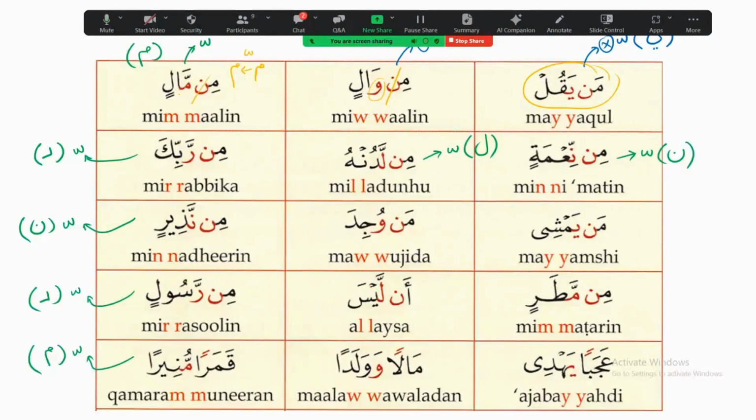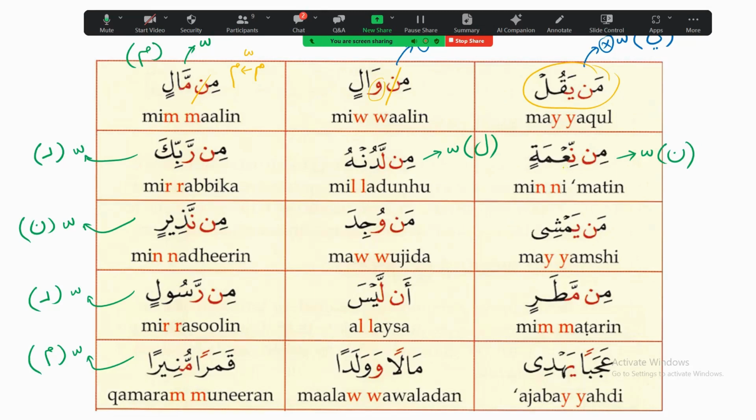And let's see the type of idgham as well. The type of idgham again is the second type, the incomplete idgham. So we will make a ghunna here. Idgham with ghunna here. So we say mim malin. We stay here on meem again, right? Mim malin. Okay, so the first three examples that we have covered are all related to the second type of idgham specifically. Let's do the next one.